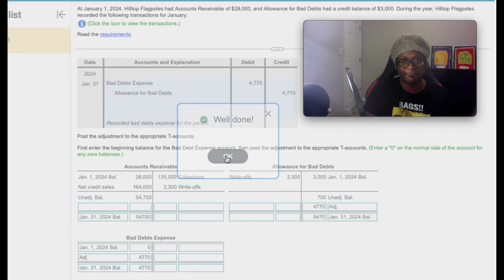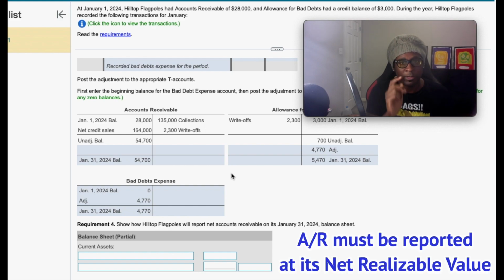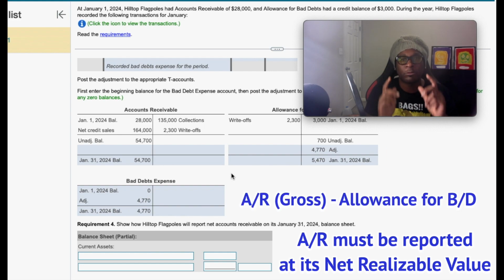Well done, gang. And finally, we need to summarize how this particular accounts receivable must be reported on the balance sheet. And as previously stated, whenever we're practicing the allowance method, accounts receivable will always be reported at the net realizable value, which simply means that our gross amount of accounts receivable must be subtracted by our allowance for bad debt. And basically, gang, that is just letting the viewers of our balance sheet know how much we truly expect to collect on these accounts receivable.